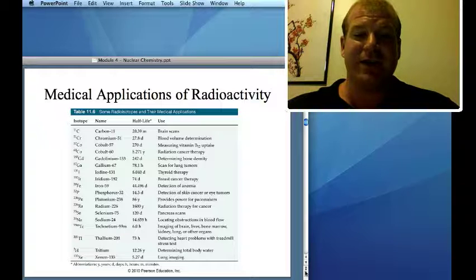phosphorus-32 to find skin cancer and tumors in one's eyes, plutonium-238, they typically don't do this anymore. They typically use lithium batteries for that. Not lithium-ion, I'm sorry, I misspoke, but plutonium-238. But they do have a plutonium-238 battery on the Voyager probes.